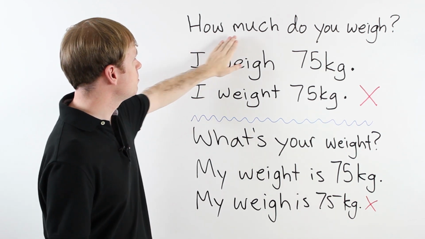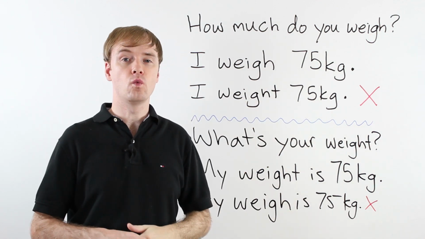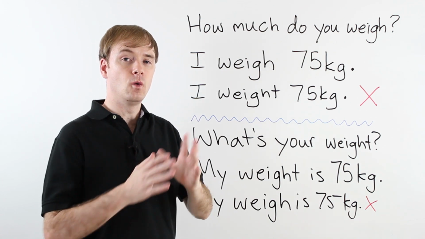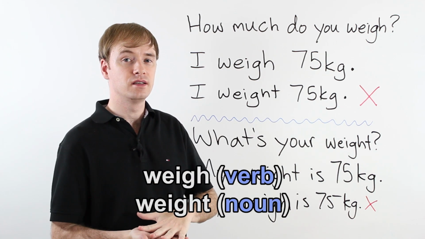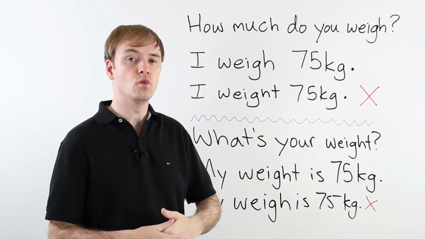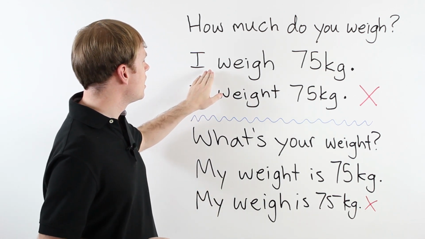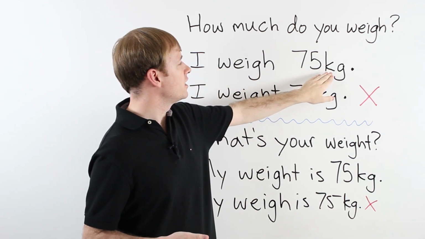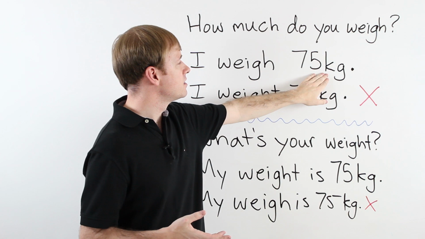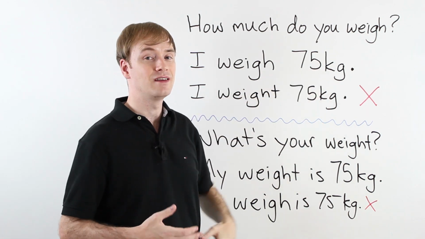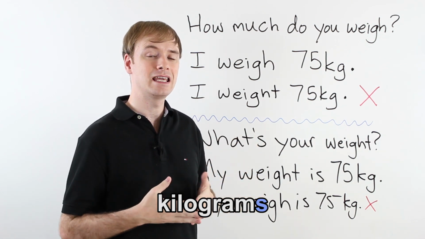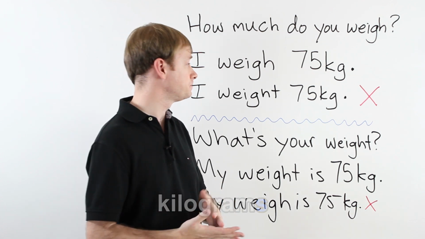The first question, how much do you weigh? Now notice I don't put weight. Weigh is a verb and weight is a noun. This question we have to use weigh. How much do you weigh? And your answer, I weigh 75 kilograms. That's my weight. I weigh 75 kilograms. Now listen, I say 75 kilograms. Don't forget the S at the end. Kilograms. I weigh 75 kilograms.